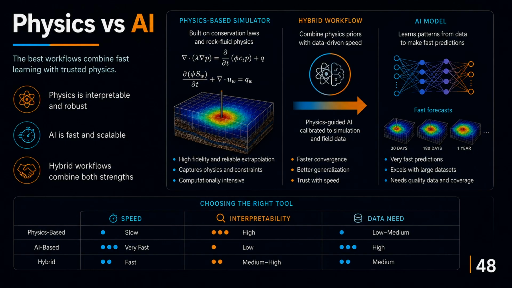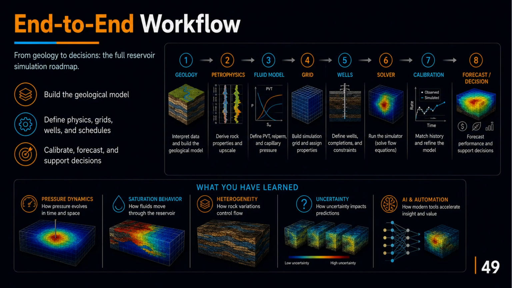Now that we understand physics versus AI, let us move to end-to-end workflow. This slide summarizes the complete end-to-end workflow. We start with data, geology, seismic interpretation, well logs, core analysis, pressure tests, fluid properties, and operational history. These data are used to build the geological and simulation model. Then we assign physics, flow equations, relative permeability, capillary pressure, fluid properties, and sometimes geomechanics, geochemistry, or thermal processes.